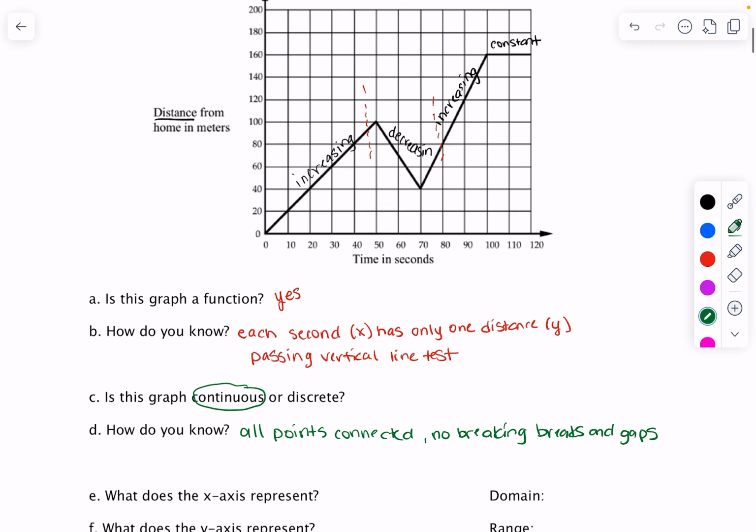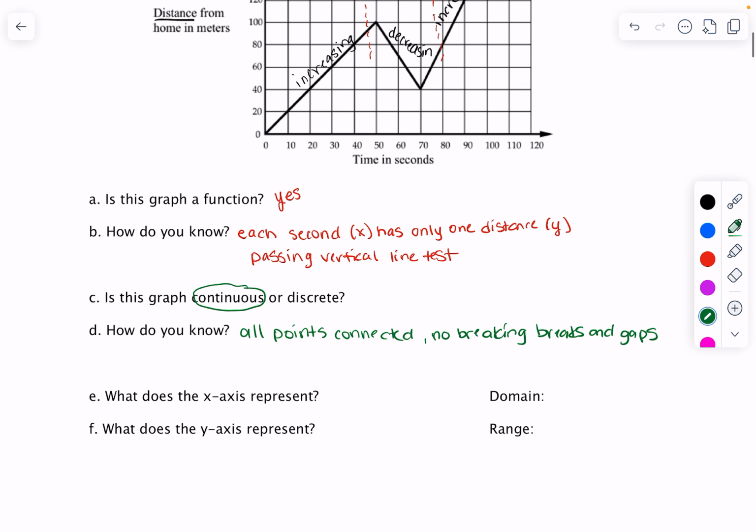The next thing we need to look at is: what does the x-axis represent? Remembering that the horizontal line is our x and the vertical line is our y, what does the x-axis represent? The x-axis represents time in seconds.